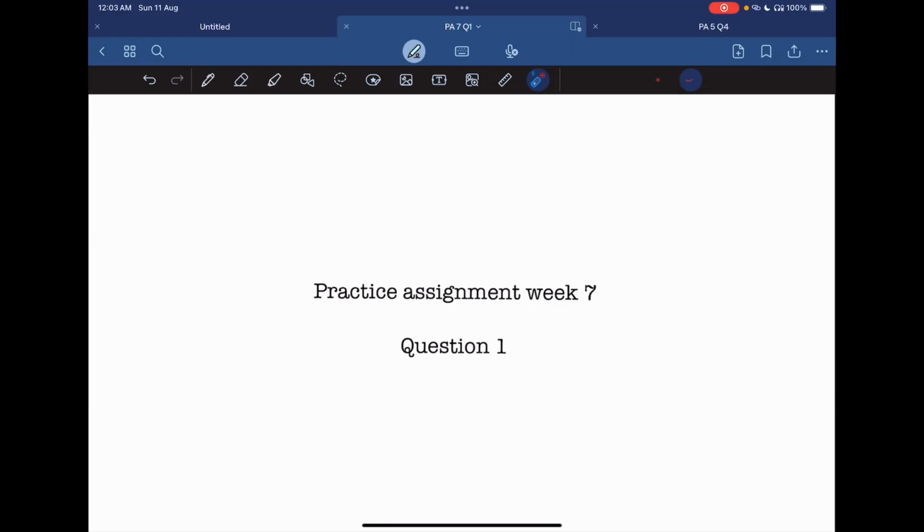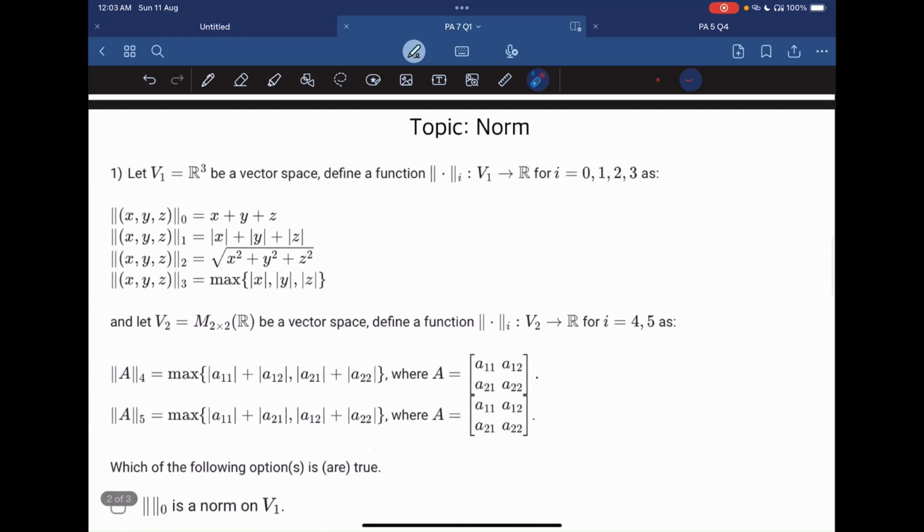Hello everyone. So let's now solve practice assignment week 7 question number 1. Let V1 equal to R3 be a vector space. Define a function from V1 to R for i equal to 0, 1, 2, 3. So we have four functions defined here.